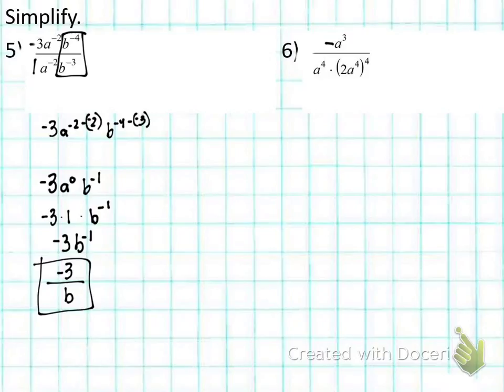Okay, so that means that this 4 on the outside has to be distributed on the inside, and then again to the 2, right? So I'm going to bring down the rest of the problem first. We got negative a to the 3rd, my numerator, leave that alone. The denominator we have a to the 4th times, and then we're going to work this out. 2 to the 4th power.